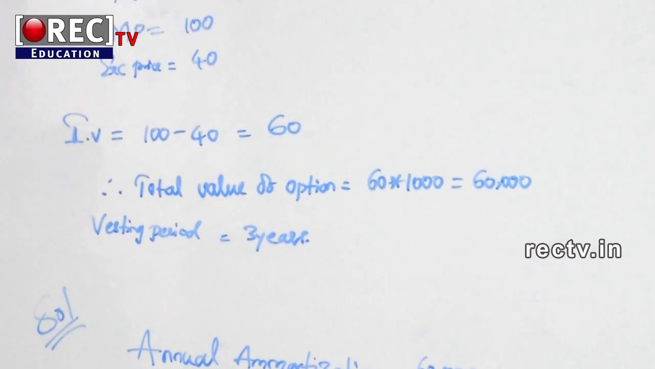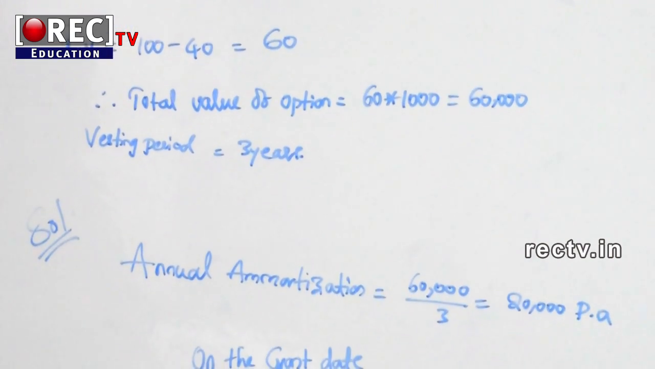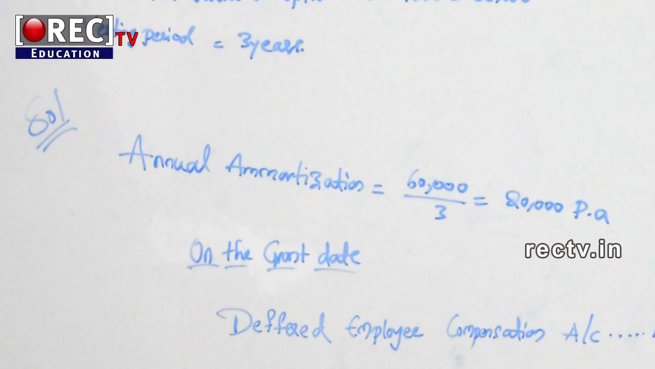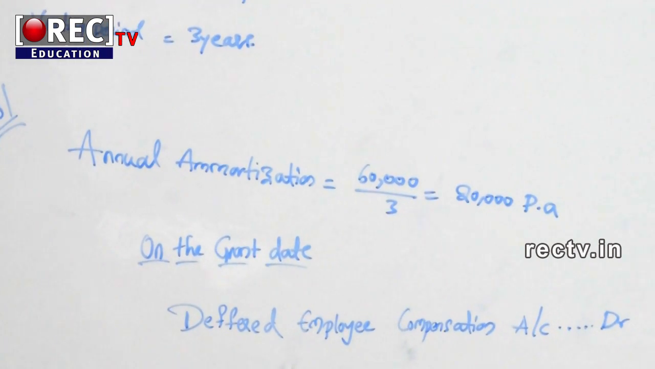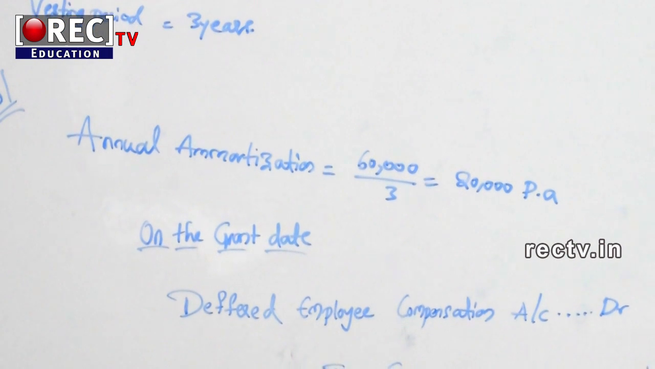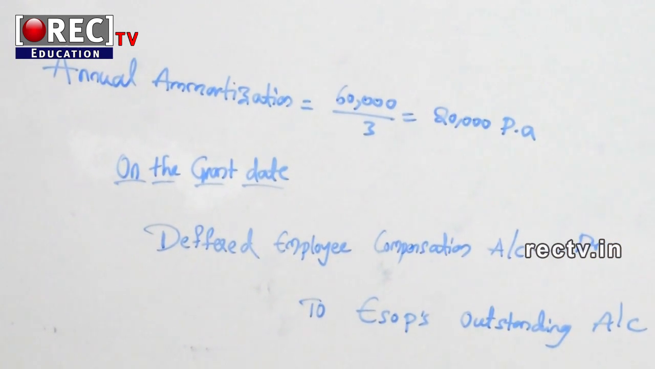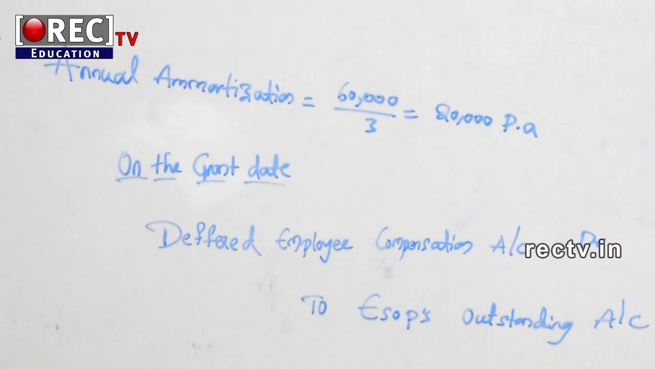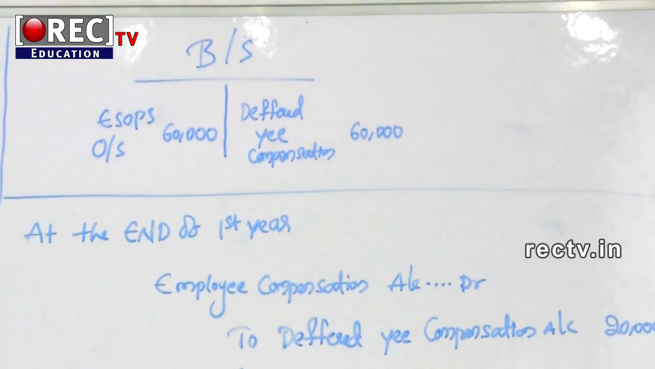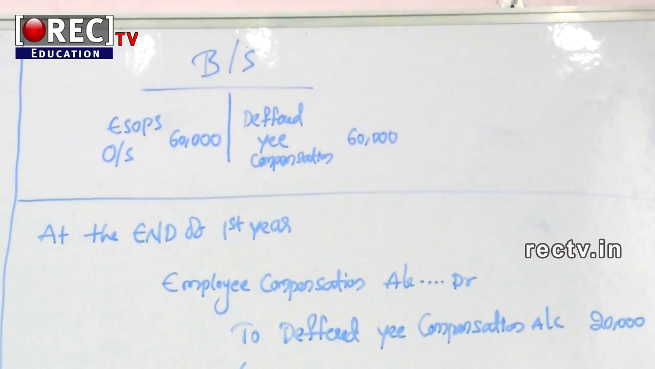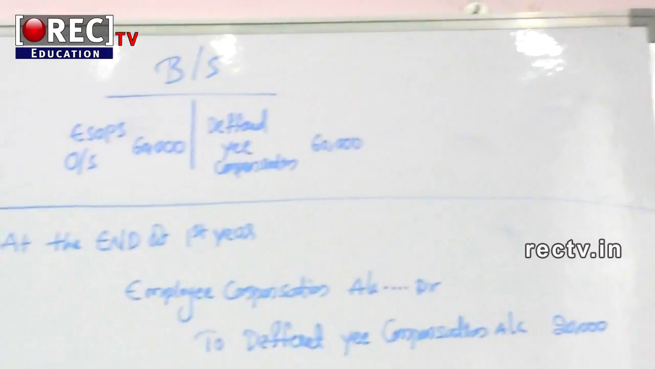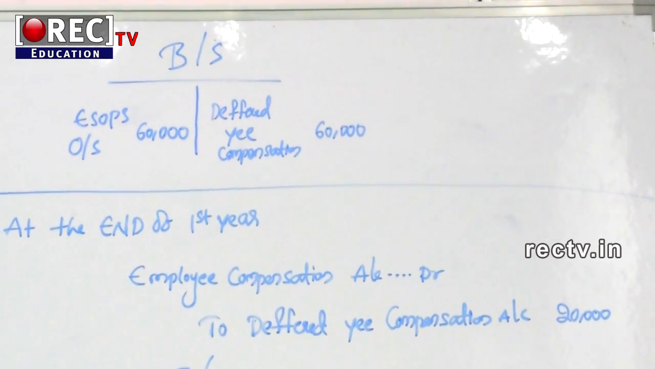So from this question, now we are going to do the solution. The annual amortization is 60,000 divided by 3, so 20,000 per annum. Now on the grant date, the entry we are going to pass is deferred employee compensation account debit to ESOPs outstanding account. Whatever amount you take, it is 60,000 and 60,000, because the total value of option that is exercised is 60,000. Now when you see the balance sheet, it shows ESOPs outstanding account on the liability side 60,000 and the deferred employee compensation is 60,000 on the asset side.